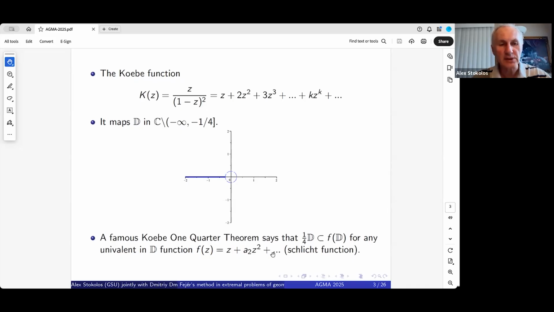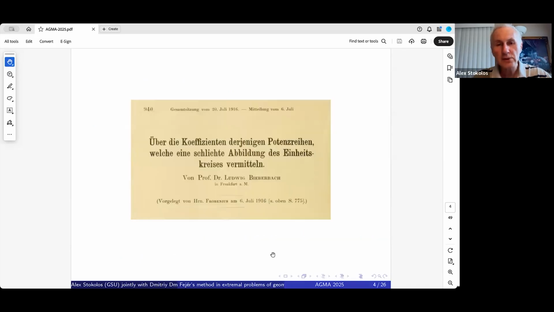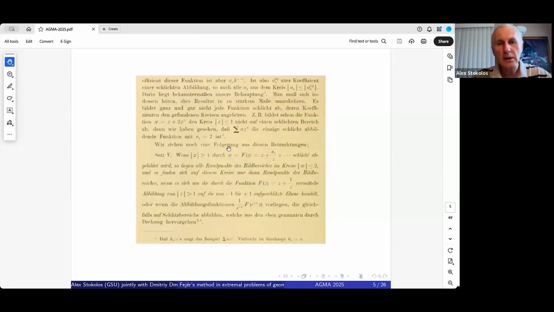The extremal estimates for the coefficients. These days, maybe the interest is not as great as, say, 50 years ago, but still. You see, I just insert this, the first page of this famous Bieberbach function. And here is the estimate a_2 equals 2.